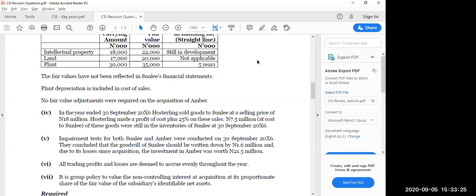So they are giving us the closing balance of the investment in Amber, but they are giving us a clue that there is an impairment. So this 21.5 million is not the impairment. Instead, it is the closing balance. That means we have to calculate the carrying amount and compare it with this closing balance to see whether there is an impairment. So I return to our workings again.